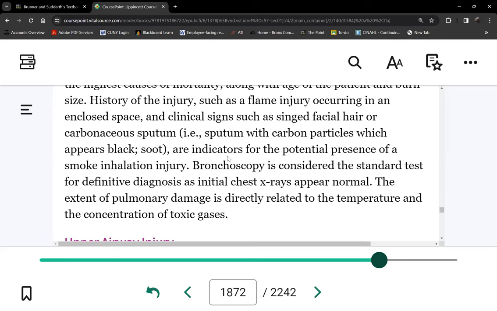So here are your indications. How do you know the patient suffered an inhalation injury? And therefore, we call rapid response for immediate intubation. So the signs would be singed facial hair or carbonaceous sputum, black sputum, or anytime you have any chest, neck, or facial burns, automatically you assume inhalation injury. And of course, lung sounds, what will be the breath sounds you will hear? This is an airway injury. So stridor and wheezing, right?